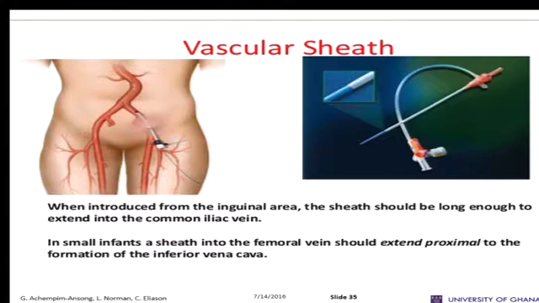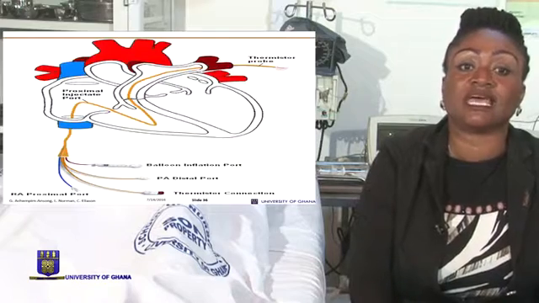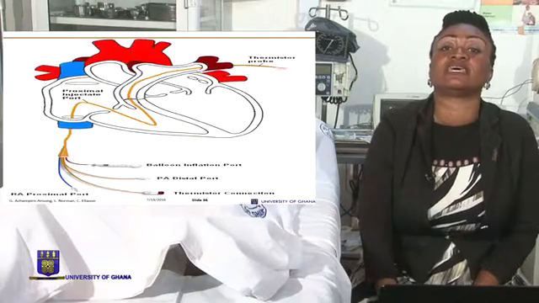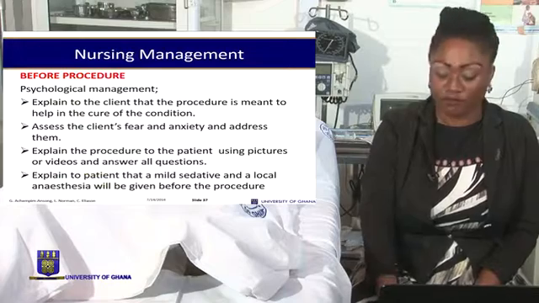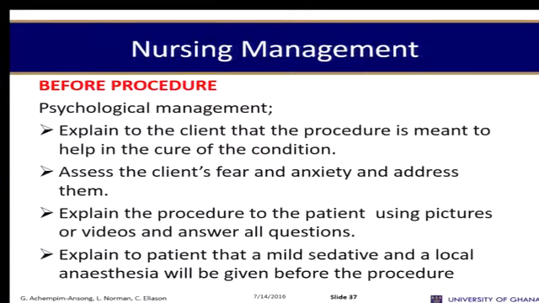So in the picture, we have the catheter, then we also have the sites where it is introduced, and then how the procedure is performed. So that is about the parts of the catheter, as you can see in the picture. Now let's look at our nursing responsibility or management.